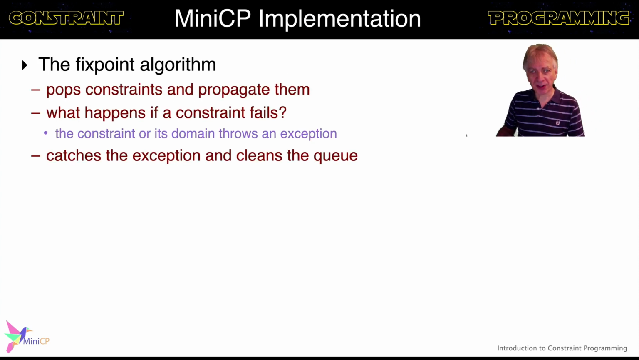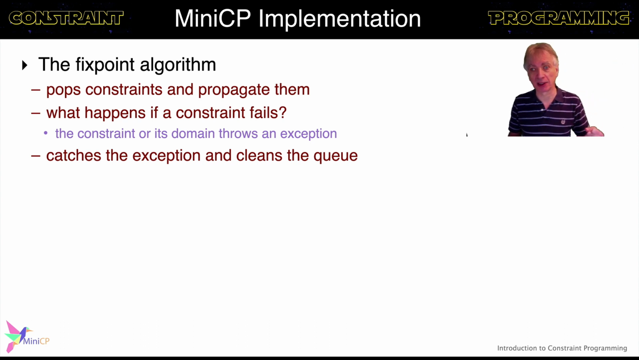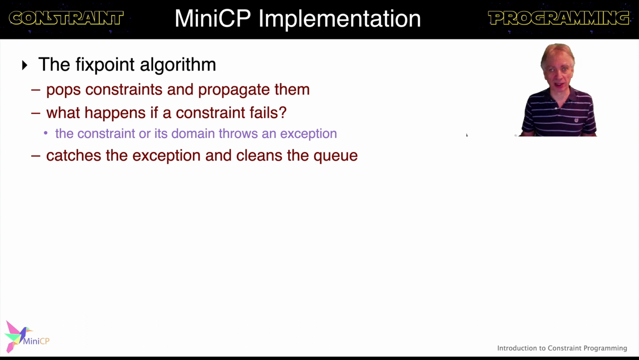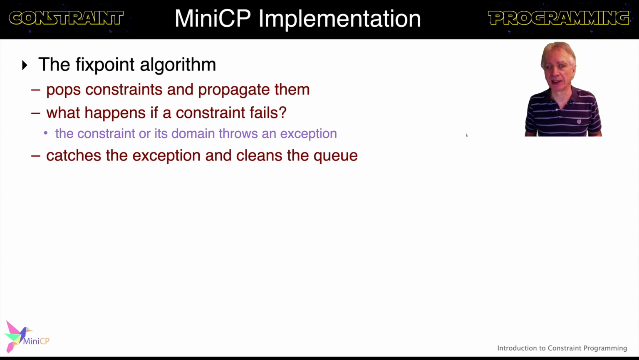Okay, now, what is the fixed point algorithm doing? It's basically popping constraints and propagating them one at a time. Now, there is an interesting thing that can happen, right? So constraints can fail. So the constraint itself or the domain of some of the variables may throw an exception. And so what the fixed point algorithm is also doing is catching this exception. And when that happens, it has to clean the queue of constraints to propagate. You don't need to propagate these constraints anymore. Actually, you don't want them to propagate because you are going to go back to another state, another node in the search tree. And these constraints may not be relevant to be propagated at that point.